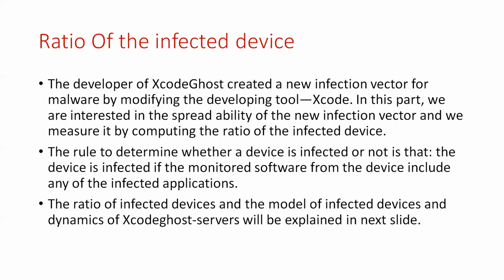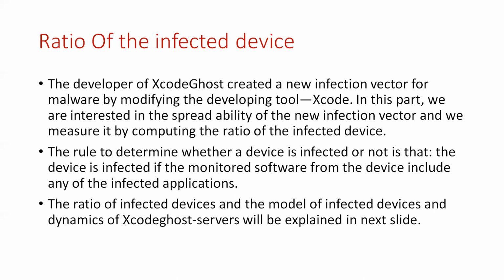In this part, we are interested in the spreadability of the new infection vector, and we measure it by computing the ratio of infected devices. The rule to determine whether a device is infected or not is that the device is infected if the monitored software from the device includes any of the infected applications. The ratio of the infected devices, the model of infected devices, and the dynamics of Xcode Ghost servers will be explained in the next slides.